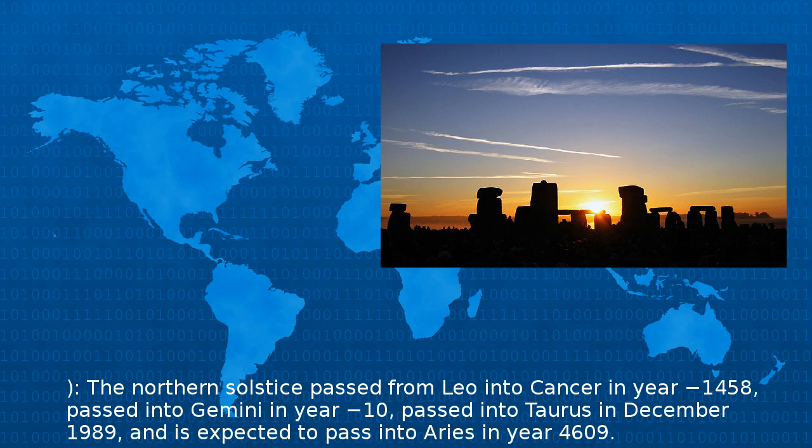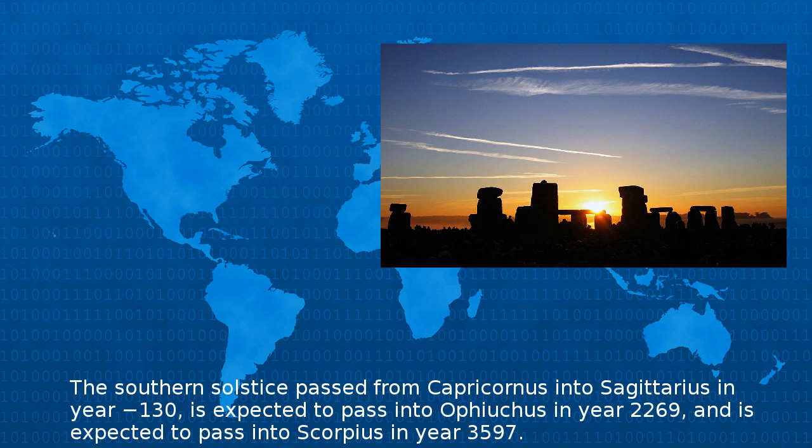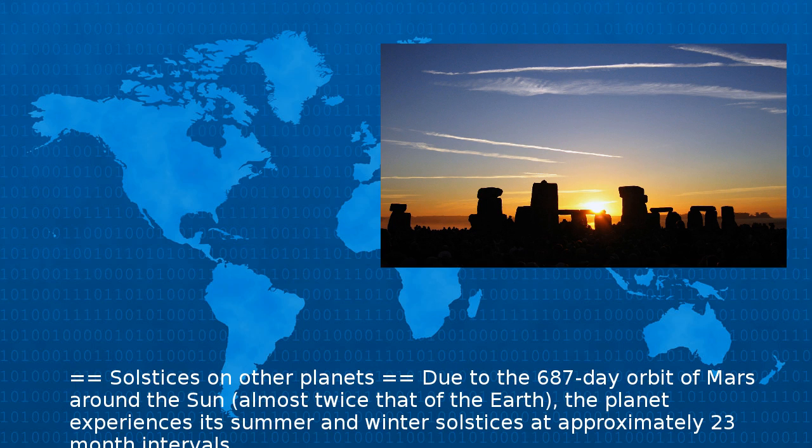The northern solstice passed from Leo into Cancer in year -1458, passed into Gemini in year -10, passed into Taurus in December 1989, and is expected to pass into Aries in year 4609. The southern solstice passed from Capricornus into Sagittarius in year -130, is expected to pass into Ophiuchus in year 2269, and is expected to pass into Scorpius in year 3597. Solstices on other planets: due to the 687-day orbit of Mars around the Sun, almost twice that of the Earth, the planet experiences its summer and winter solstices at approximately 23-month intervals.